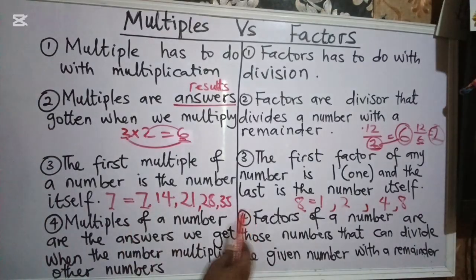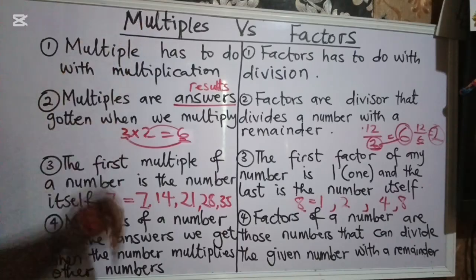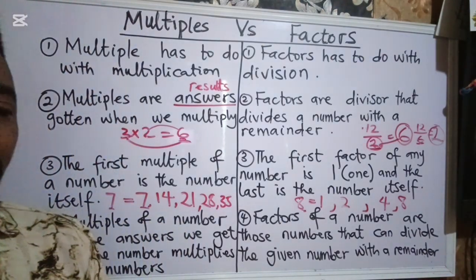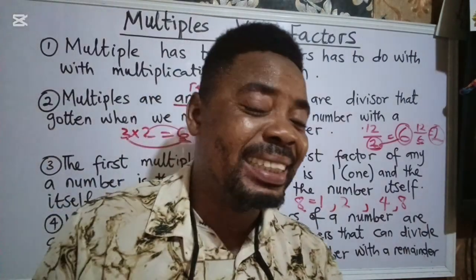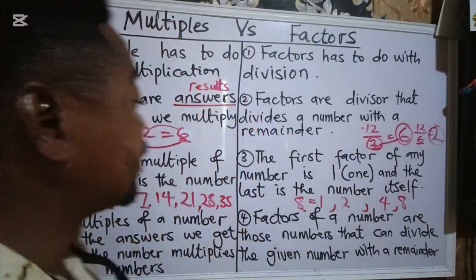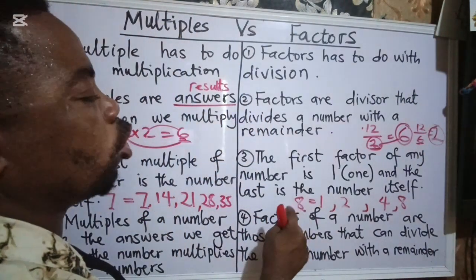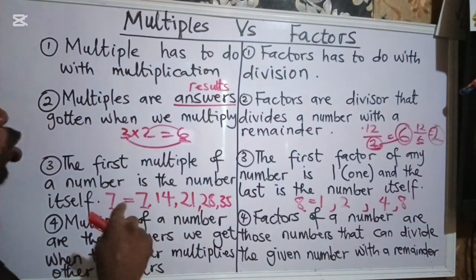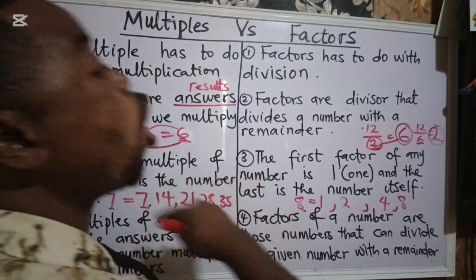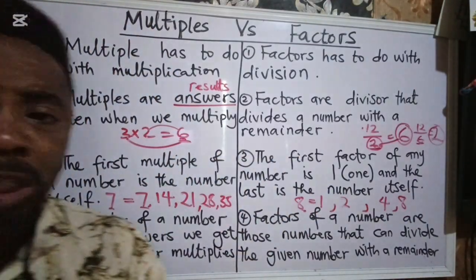You can see the difference. Now, another difference that is not on the board here: multiples have no end, but factors have an end. That means you cannot exhaust multiples of a number, but you can exhaust factors of a number. In other words, you cannot list all the multiples of a number, but you can list all the factors of a number. That is not on the board. I am just saying it now.